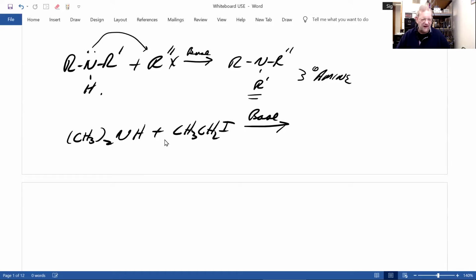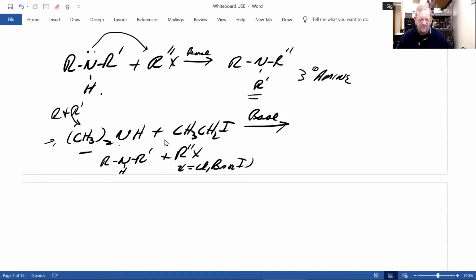And let's take a look at this reaction. Remember, unlike carbons, we can do this, which tells you there are two methyl groups both attached to that nitrogen. So this is a secondary amine. In this case, R and R prime are both methyl. And here we have an alkyl halide, where X can be chlorine, bromine, or iodine. And what you get is a tertiary amine.